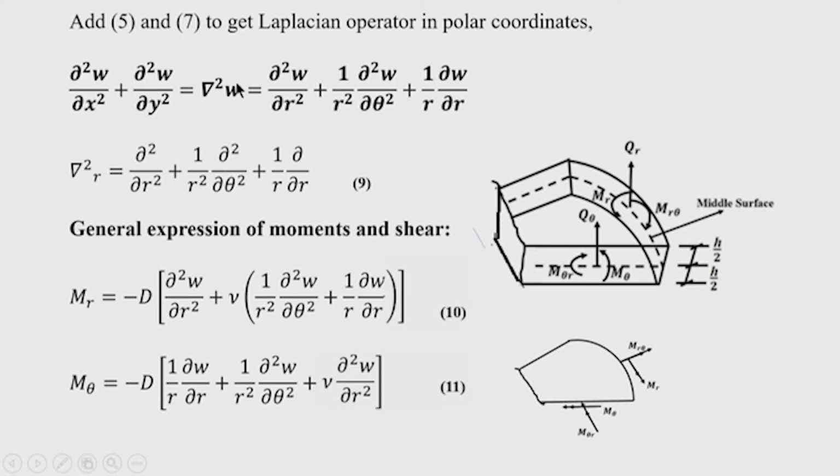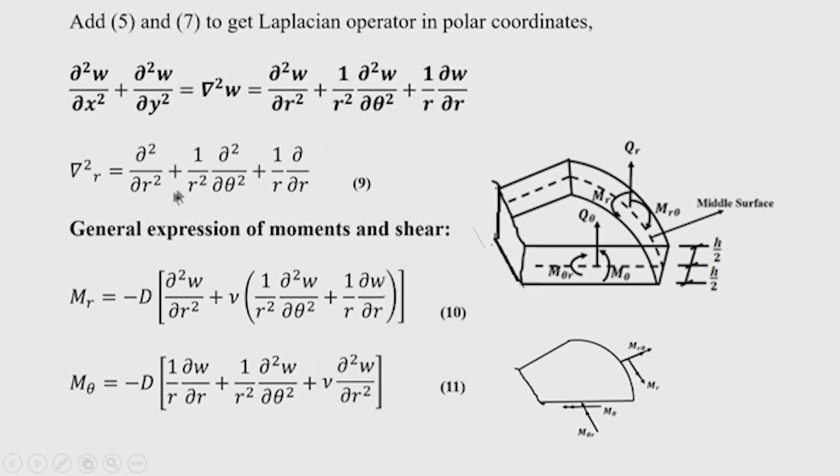Now, we can conveniently write del square equal to del square by del r square plus 1 upon r square del square by del theta square plus 1 by r del by del r. So, this is the Laplacian operator in the polar coordinate system.